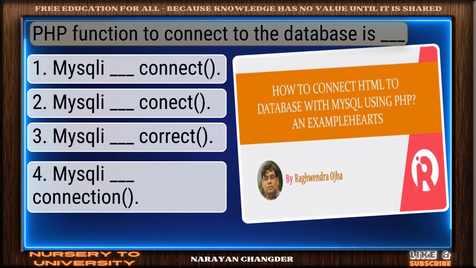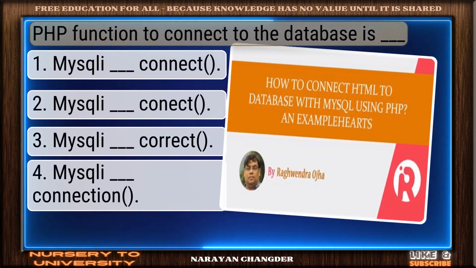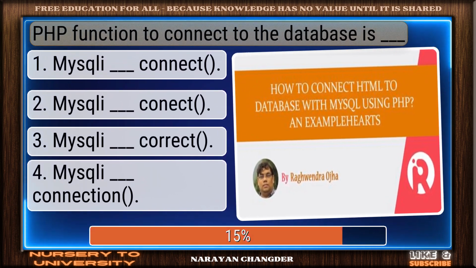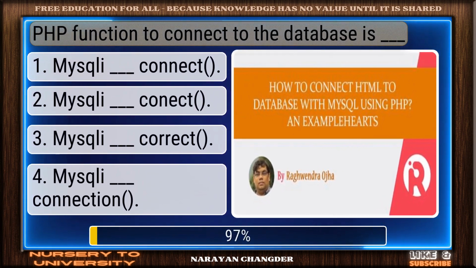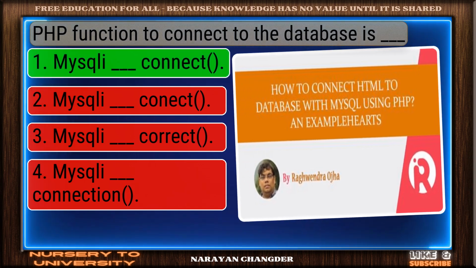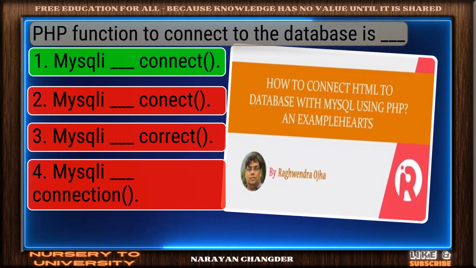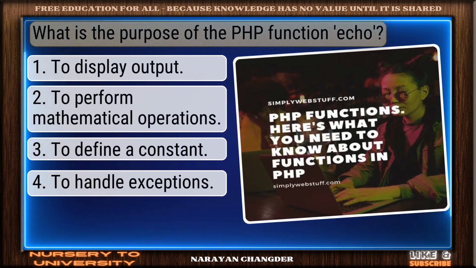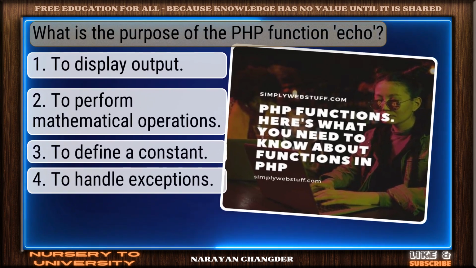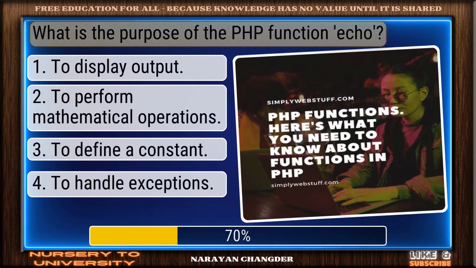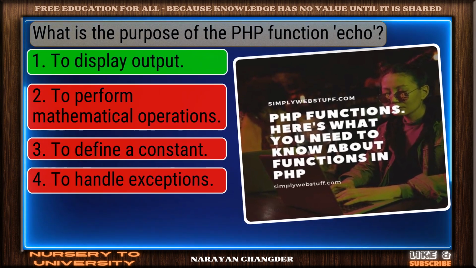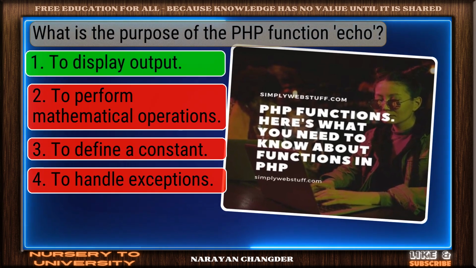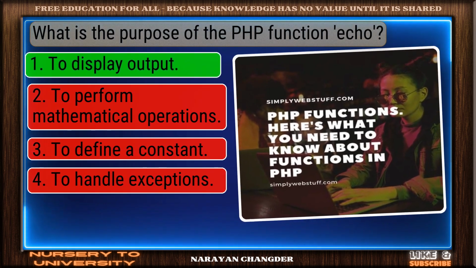Question number 19. PHP function to connect to the database is dash. Nice work. You chose mysqli_connect, and it is correct. Question number 20. What is the purpose of the PHP function echo? Exactly. To display output makes sense, and it is the right choice.